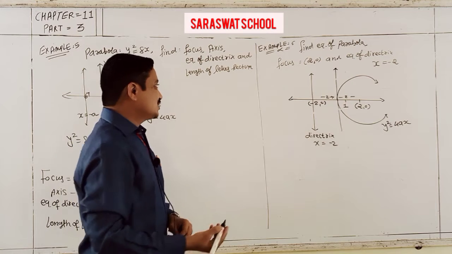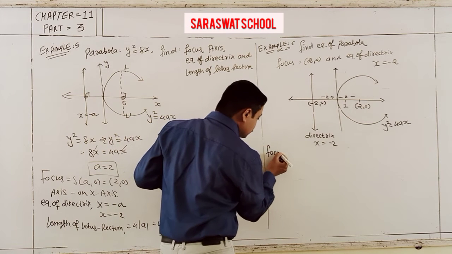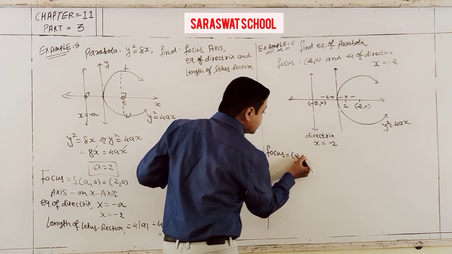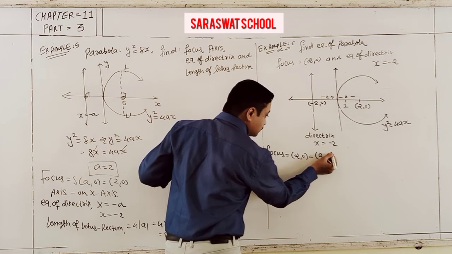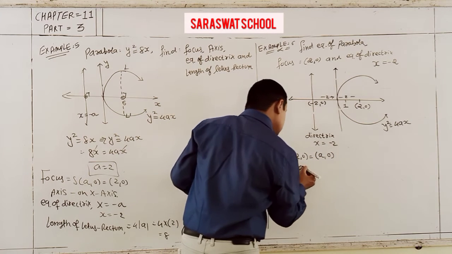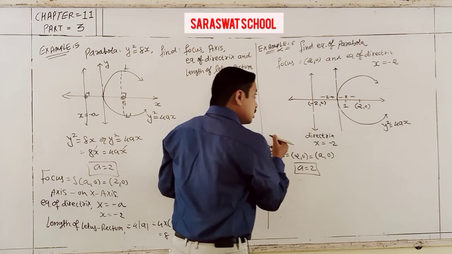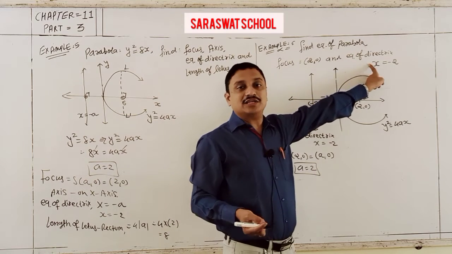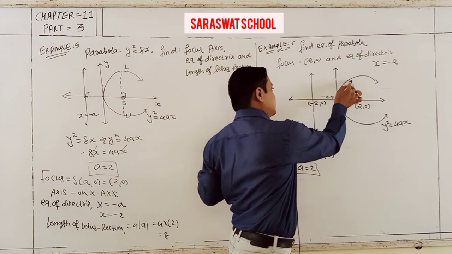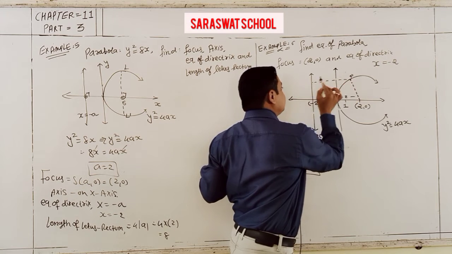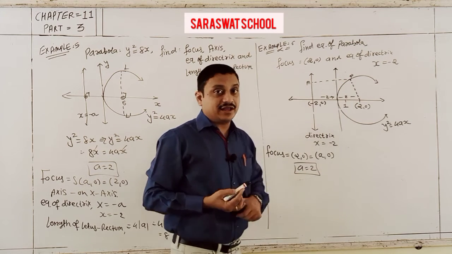Easily done. So given focus 2 comma 0, you will compare with a comma 0. So what is a? 2. According to the directrix, x is equal to minus 2. That's why you are going method-wise, step by step, to cover the equations.